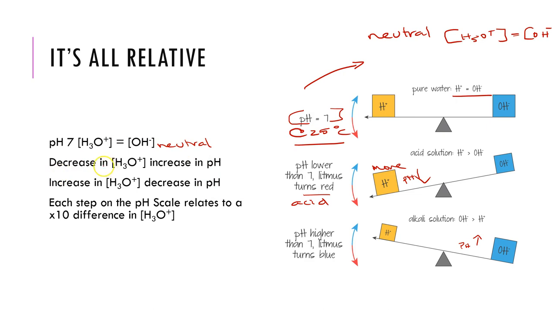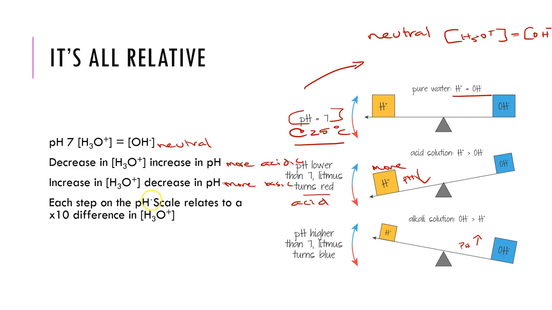If we decrease the H3O+ concentration, we get an increase in pH. If we increase the H3O+ concentration, we get a decrease in pH. So this is more acidic, and this is less acidic or more basic.